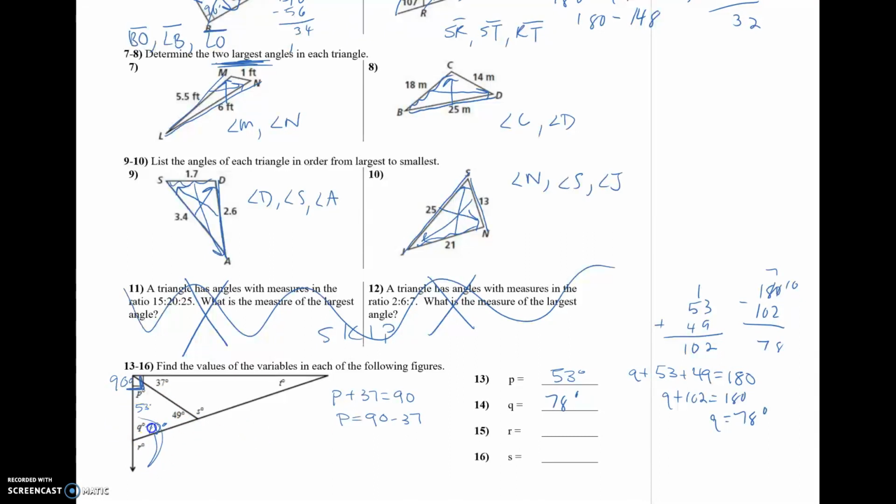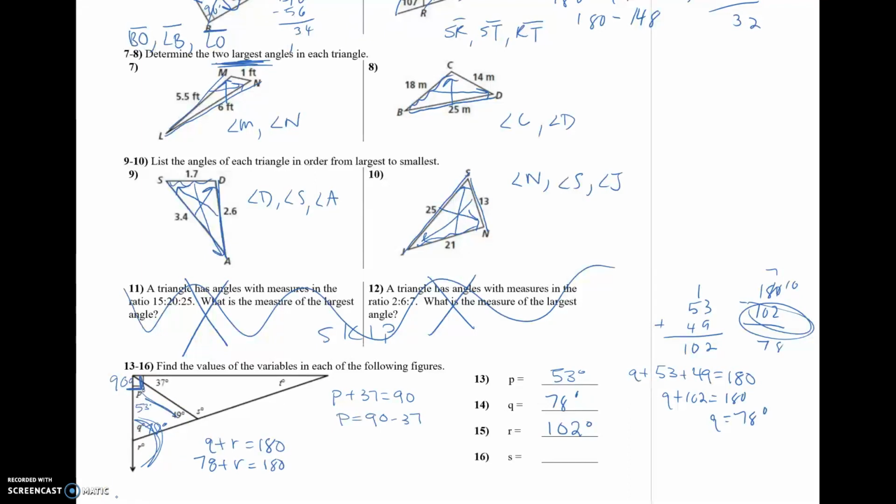So then to find R, I have a linear pair. So I know Q plus R has to add up to 180. And if Q is 78, I could do 180 minus 78. You should get the same number that we subtracted from 180 to get 78. We could also just add those together and use the exterior angle theorem.